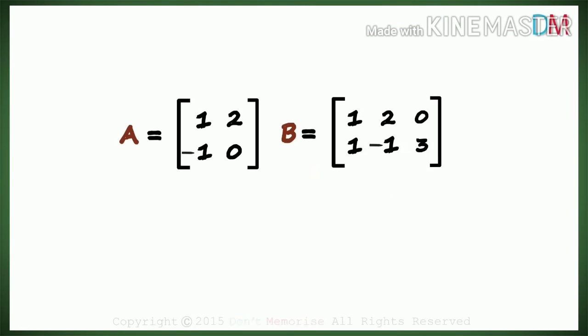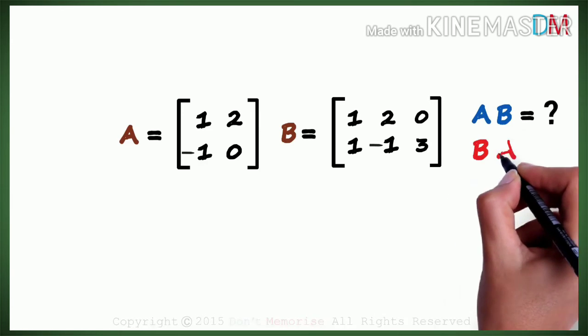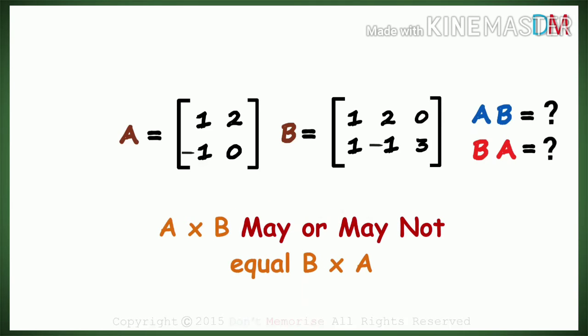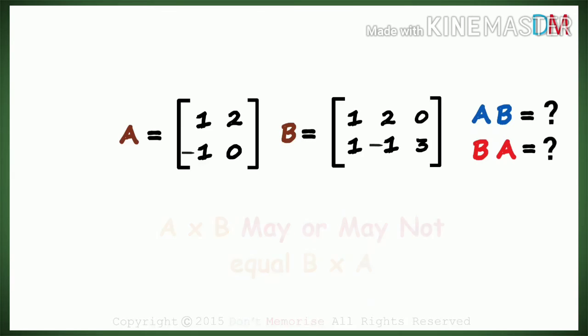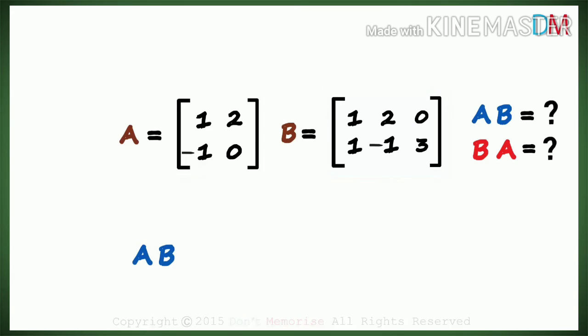Given two matrices A and B, how would you find AB and BA? Remember, matrices are not commutative. A multiplied by B may or may not equal B multiplied by A. Let's find AB first. Before we multiply, we need to check if they are compatible or not. Only if they are compatible, we multiply them, else we can't.